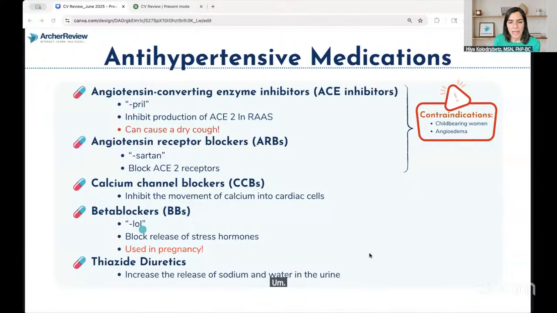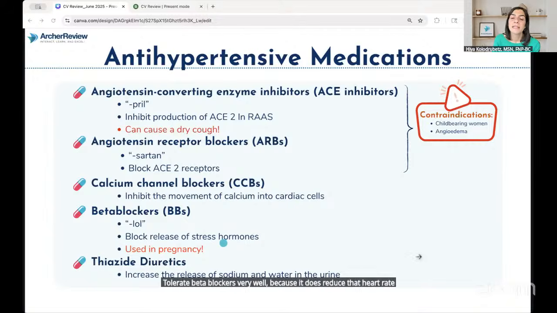Last thing I'll say about beta blockers. So some patients may not tolerate beta blockers very well because it does reduce that heart rate as well. So some patients might get really sleepy, tired, fatigued.